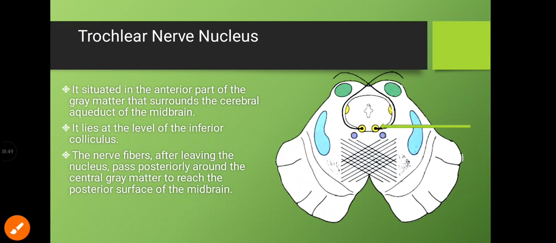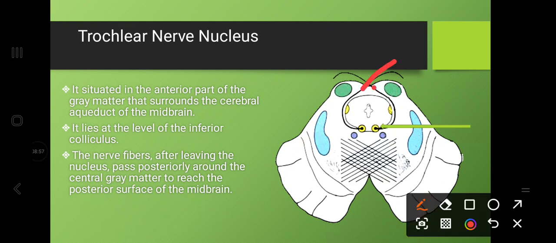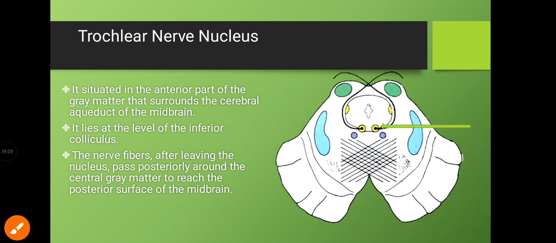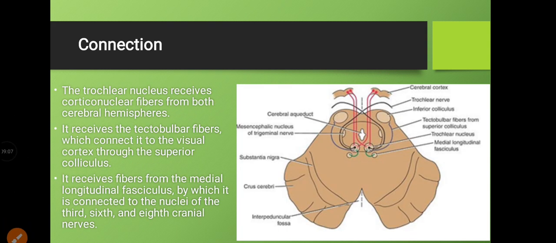The trochlear nerve is the only nerve that leaves the brain stem through the posterior aspect. It leaves the midbrain below the inferior colliculus. The trochlear nucleus receives corticonuclear fiber from the contralateral cerebral hemisphere and also connects to the 3rd, 6th, and 8th cranial nerve by medial longitudinal fasciculus.